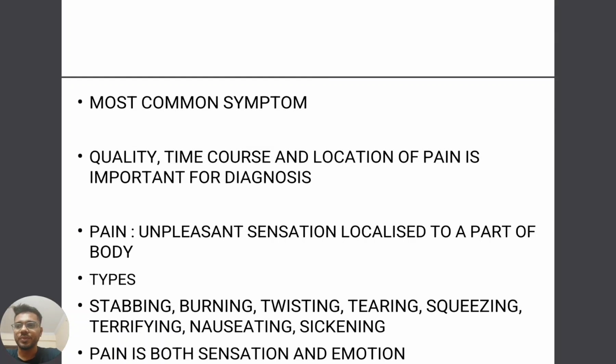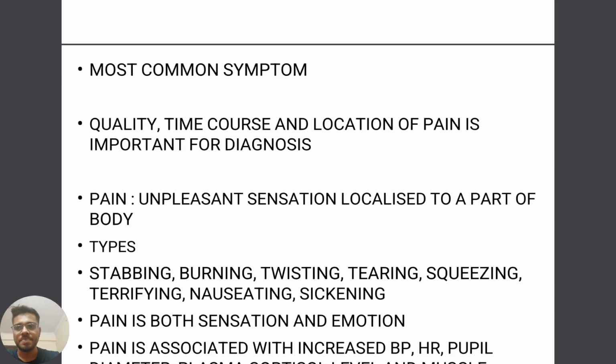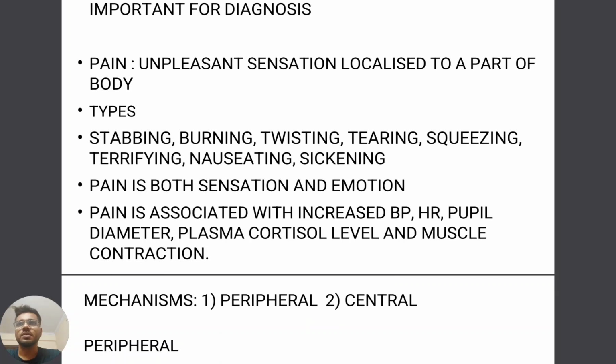Now the pain can be of many types. It can be stabbing, burning, twisting, tearing, squeezing, terrifying, nauseating and sickening. From this we can say that the pain is both a sensation and an emotion. Pain is associated with an increase in blood pressure, heart rate, pupil diameter, increase in plasma cortisol level and muscle contraction.